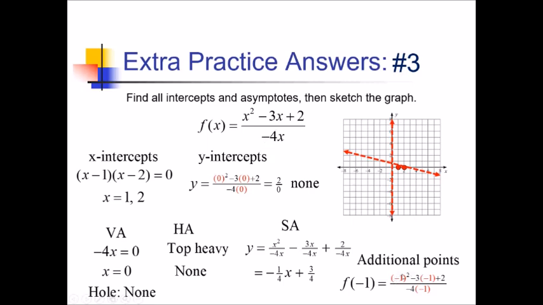So -1 squared is 1. We're doing +3, so that's going to be 4, plus another 2 is 6. All of that over +4 gives us 3/2. So we have the point -1 comma 3/2, which is right about there. Now we've got enough information.